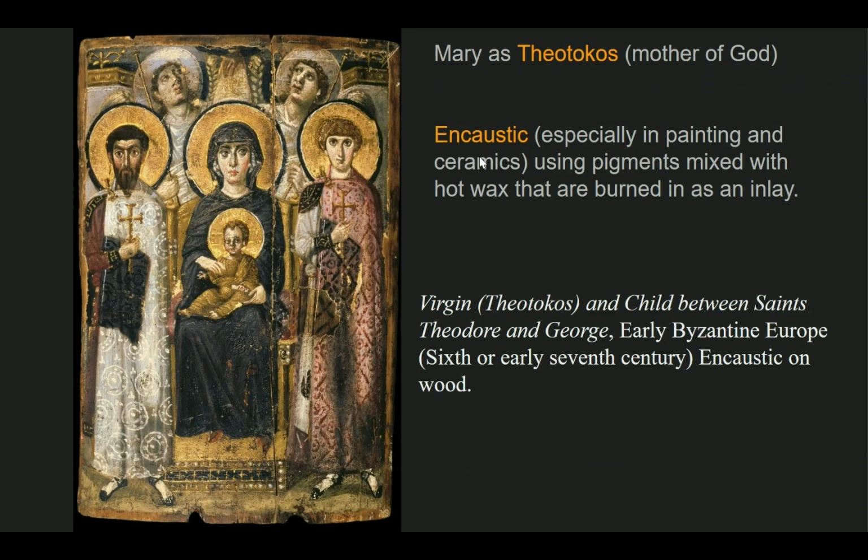And this is encaustic on wood. New term. Encaustic is where you're using pigments mixed with a hot wax, and they're burned into it pretty much. These have darkened over time, so they would have originally been much brighter. Notice how we have the same medieval characteristic of the modeling of the faces, but the lack of expression. There's an emphasis on the eyes.